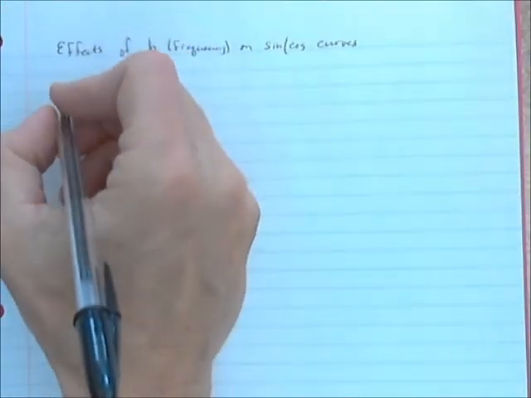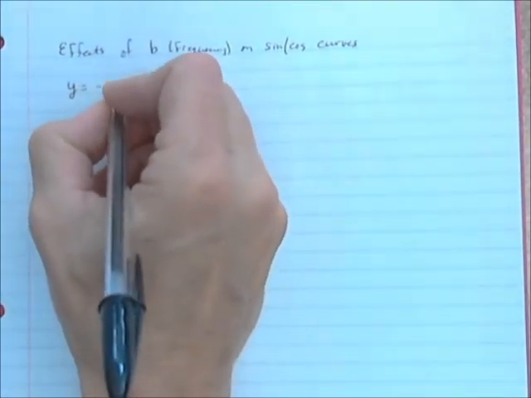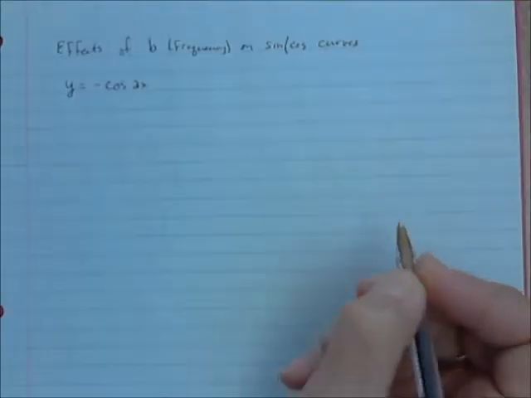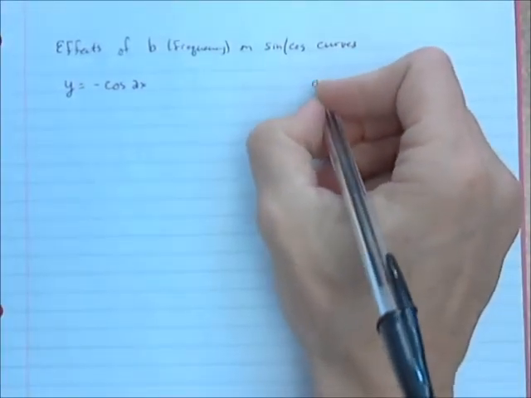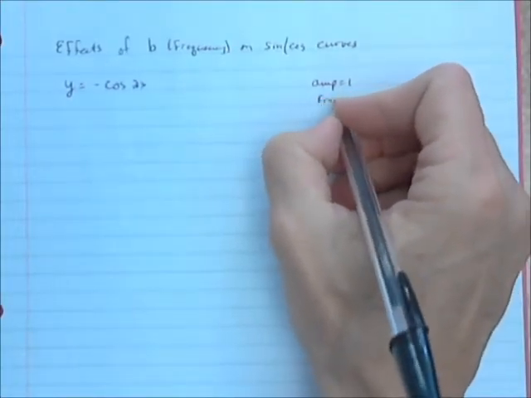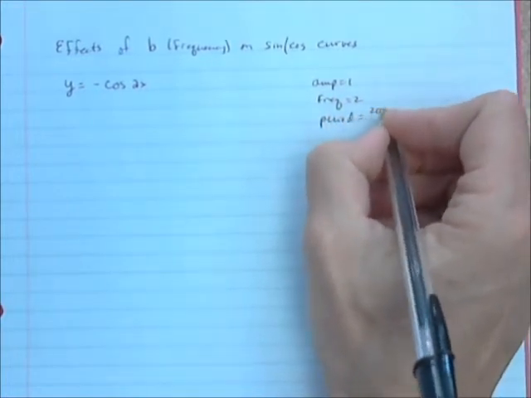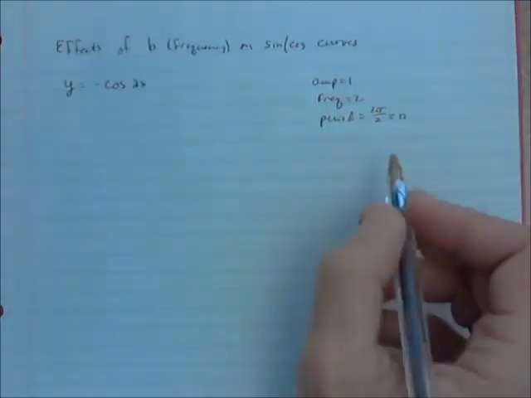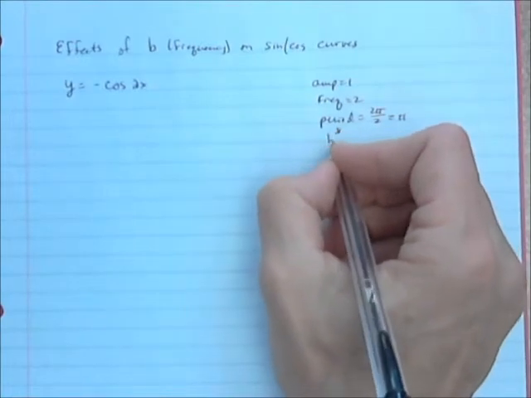First of all, let's start out with an example. Y is equal to negative cosine of 2x. We won't put anything else on there yet, but we'll add a couple of other transformations after we get done with this. So the amplitude is 1. The frequency is 2. And the period is 2 pi over b, 2 pi over 2, which is pi. And remember, period is the horizontal distance from start to end.